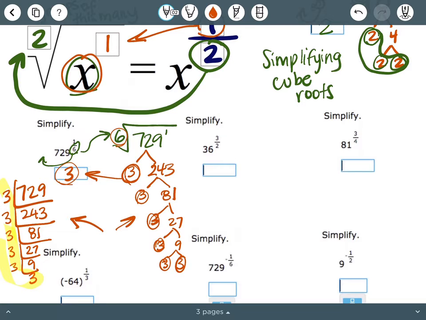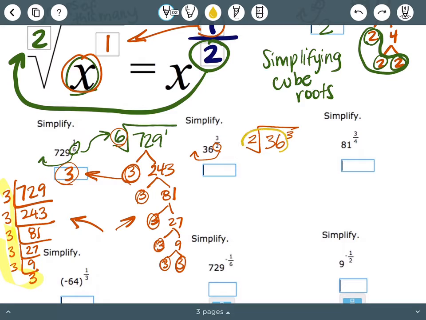Okay. We're going to look at what happens when there's not a 1 there, right? So on this one, we're going to kick our 2 out in front. So we'll have the square root of 36 to the 3rd power. I have 2 options here. I can either do the square root of 36, or I can do 36 to the 3rd power and then do the square root.